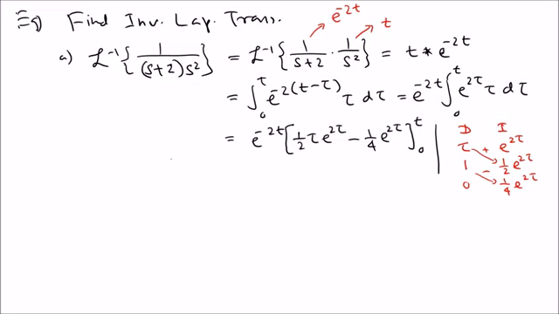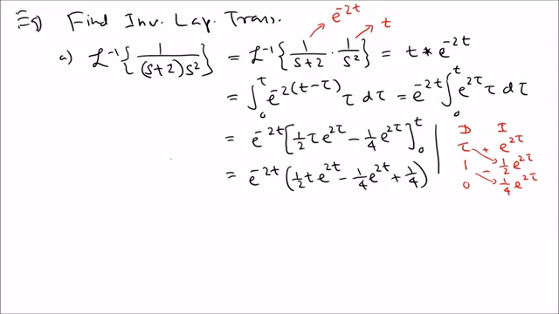So what do we get? You're going to get e to the negative 2t. When you plug in t, you get 1/2 t e to the 2t, and then minus 1/4 e to the 2t. And then when you plug in 0, the first one is gone, the next one becomes simply 1/4.